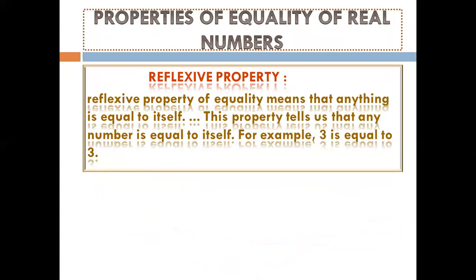Properties of equality of real numbers. Reflexive property. Reflexive property of equality means that anything is equal to itself. It is the same as finding your image in the mirror. This property tells us that any number is equal to itself. For example, 3 is equal to 3, 4 is equal to 4, 8 is equal to 8. This is called reflexive property.